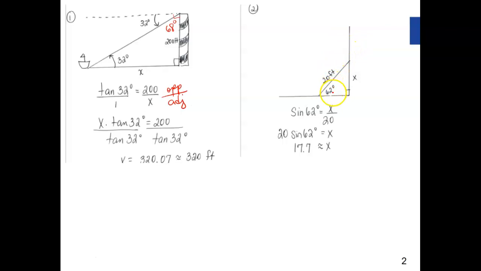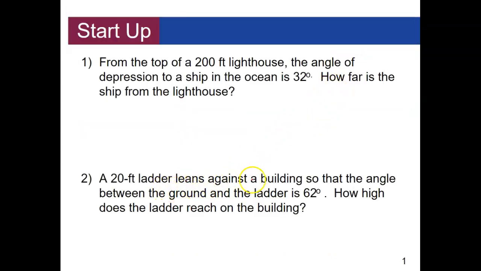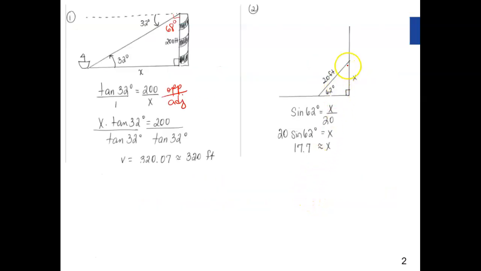On the one with the ladder, the ladder says we have a 20-foot ladder that leans against a building so that the angle between the ground and the ladder is 62 degrees. How high does the ladder reach on the building? So our ladder is 20 feet long, and this angle that they described is an angle of elevation. So this is going to be 62 degrees.